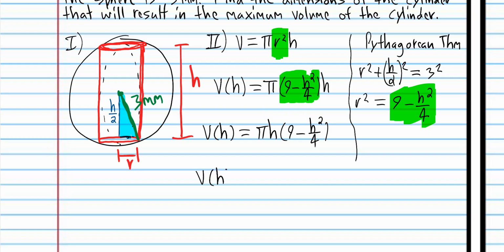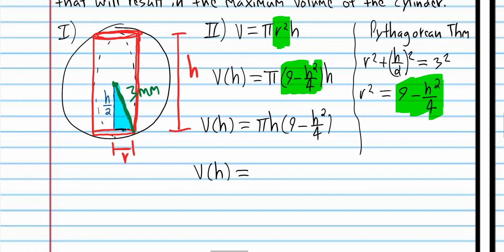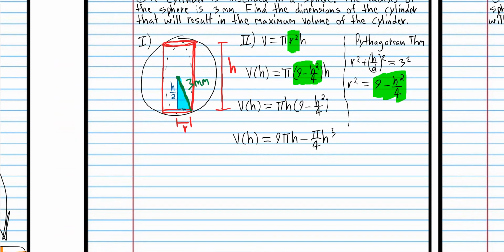because you don't want to keep it in this form, because then you'd have to use the product rule. So we have 9 pi times h minus pi over 4 times h cubed. So there you go. That's step number 2. Again, step number 2 is oftentimes the most difficult step.